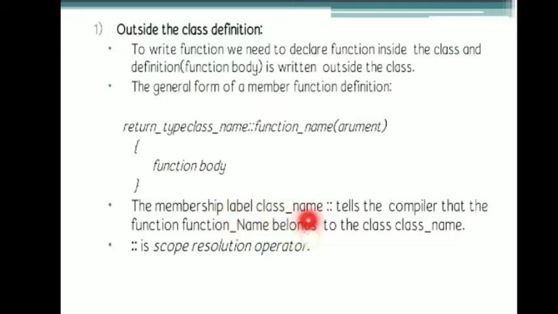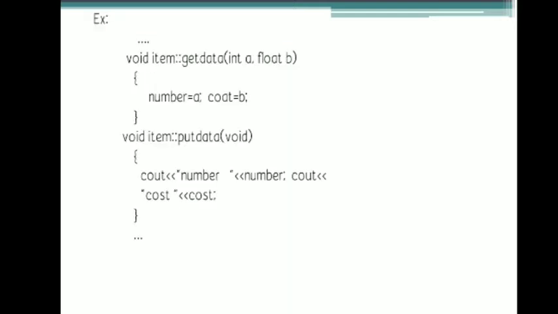The membership label, the double colon, tells the compiler that the function belongs to this class. So this operator we call the scope resolution operator. This is the example. Here we are defining getdata, which belongs to the item class, and using getdata we assign the two values, a to number and b to cost. Next, using the putdata member, we display the number and cost.